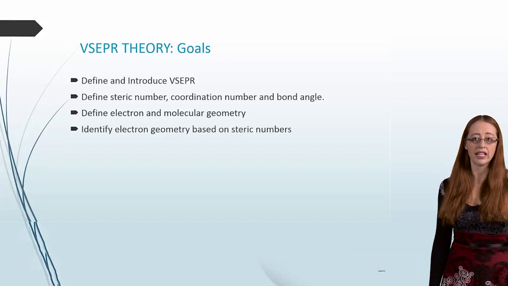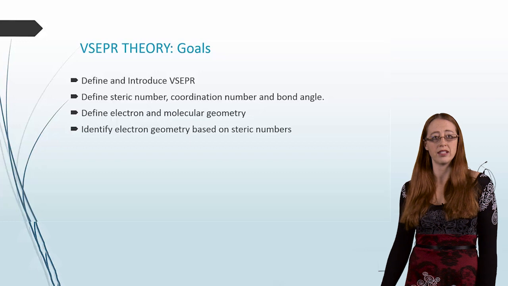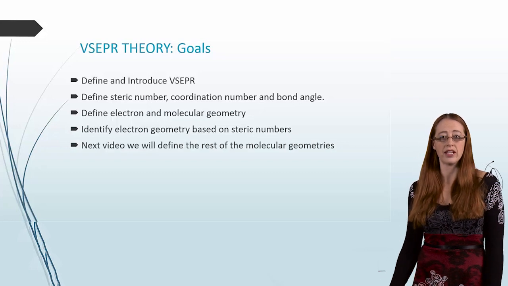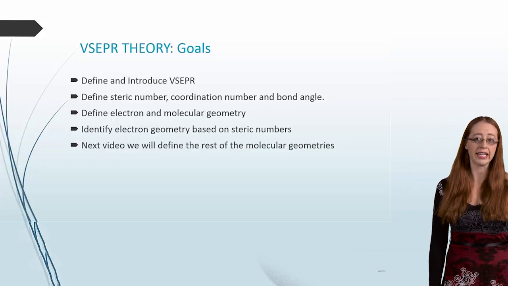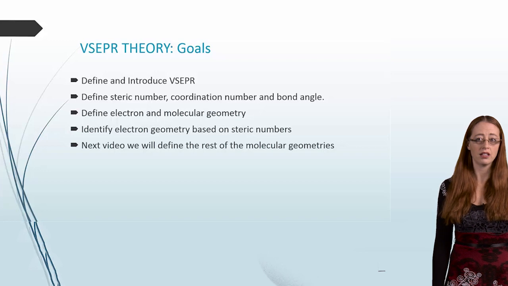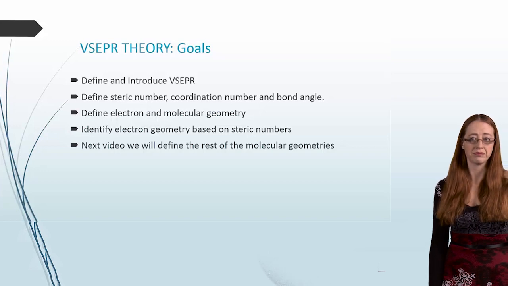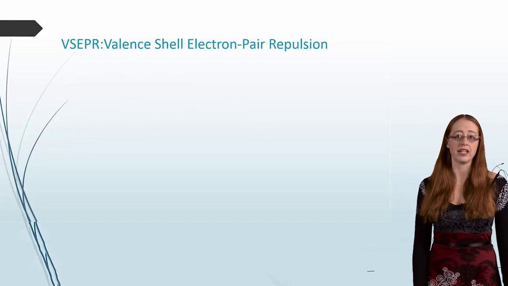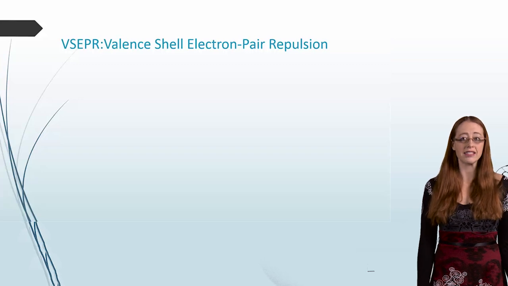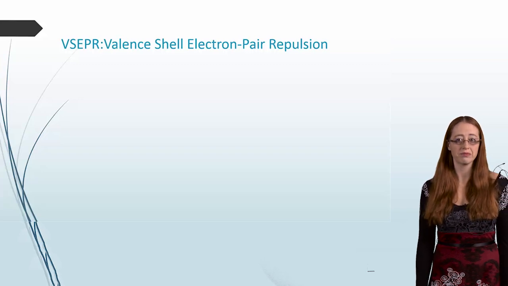We'll identify the electron geometries based on the steric number in this lecture, and then next time work on doing more of the molecular geometries and the coordination numbers. So first off, what is VSEPR? It stands for valence shell electron pair repulsion.